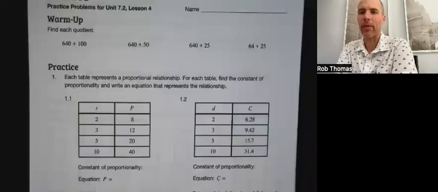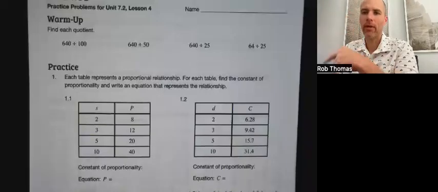Hey everybody, this time we've got Desmos unit 2, lesson 4 practice. Let's get right to it.